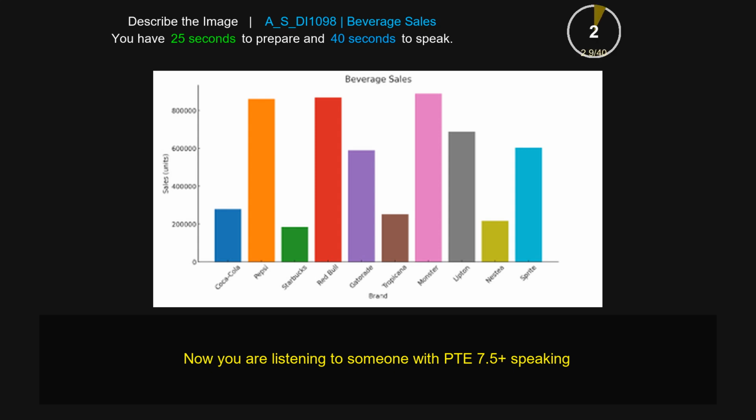The image provided is a bar graph that gives information about beverage sales. The x-axis shows brands, while the y-axis shows sales in units. Monster has the highest number, which is more than 800,000. The value for Lipton is higher, followed by Coca-Cola and Sprite, which is around 600,000. The lowest value is in Starbucks, just below 200,000.